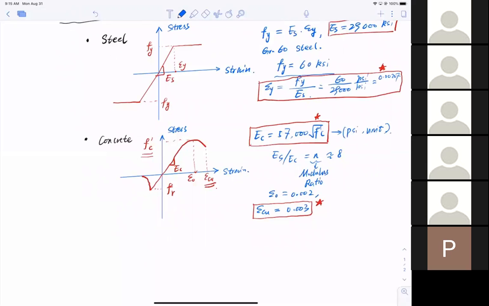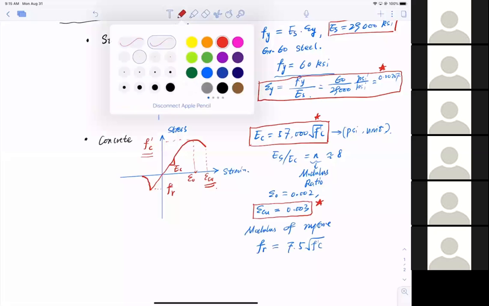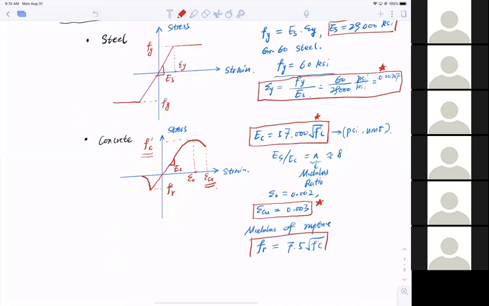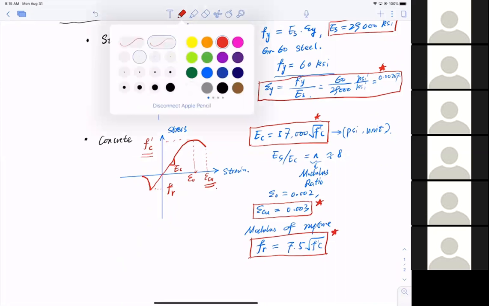I want to find out the modulus of rupture, fr. Turns out that's also an equation of the compressive strength f'c. The modulus of rupture is 7.5 times the square root of f'c. Okay, 7.5 times that. Again, question.